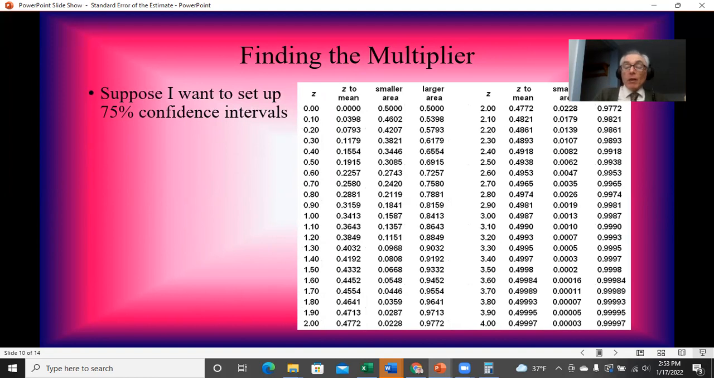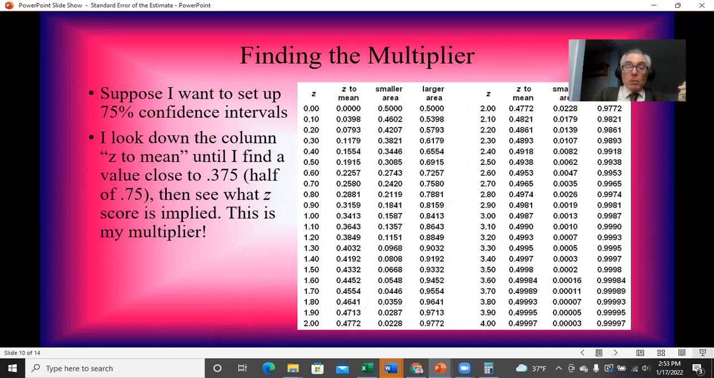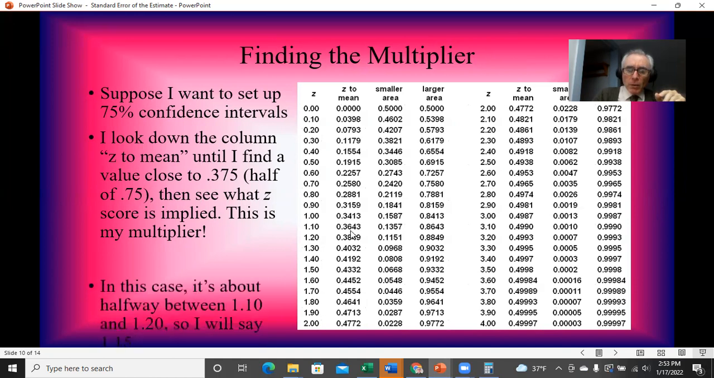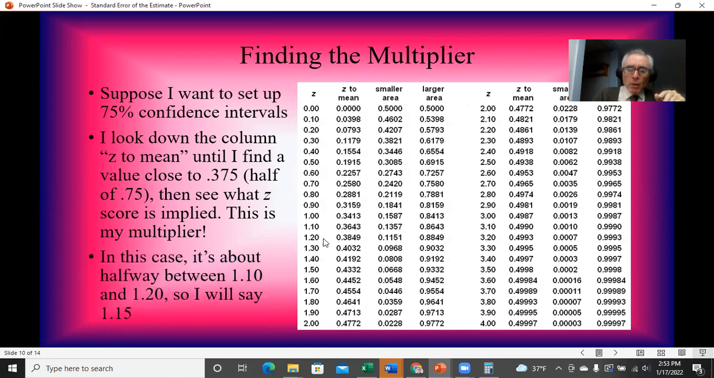But let's just say I wanted 75% confidence intervals. I want to have 3-to-1 confidence that this range of values contains the true outcome for how this art student will do or how this released ex-convict will do. Okay, well, I take this column, Z to mean, and I go down until I find something close to half of that 0.75 value. So I'm looking for something like 0.375, and it happens to be pretty much right in between here. So what I'll do once I find it is just go over to the left to the Z column. The Z column contains what will be my multiplier. So I'm about halfway between these two. So I'll just say 1.15.